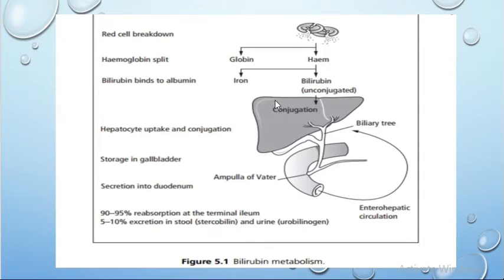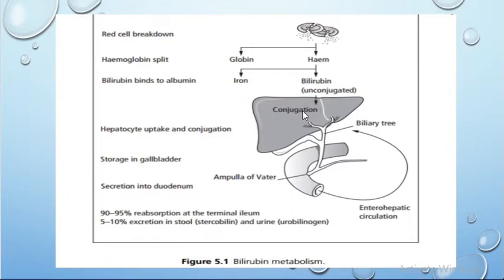But if the pathology is present here, in the blood, we call it prehepatic jaundice, like hemolysis or sickle cell anemia. I will go into detail later. And if the pathology is present in the liver, like hepatitis, some conjugation happens but more does not happen, so they go back into the blood.